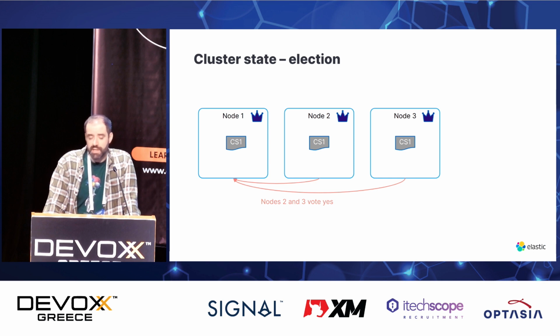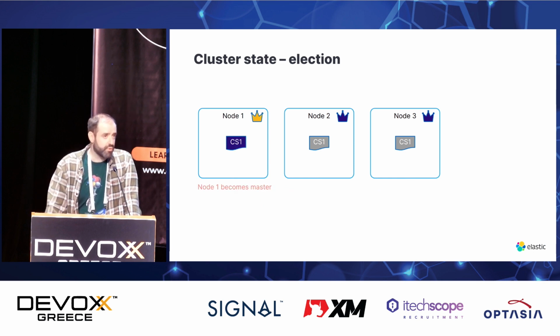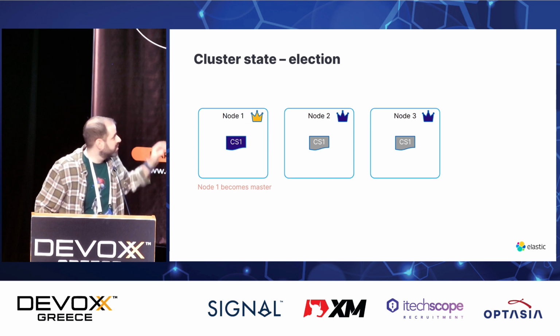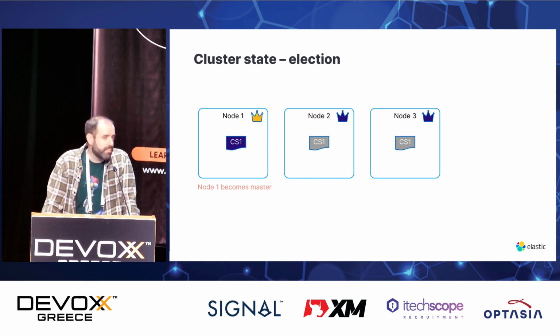It will see that it has a majority of the votes, and will then deem itself to be the master of the cluster. It will also commit this new cluster state that it just created. This CS1 that I denote here means cluster state version 1, which as metadata says that there are 3 servers on the cluster, and node 1 is the master.